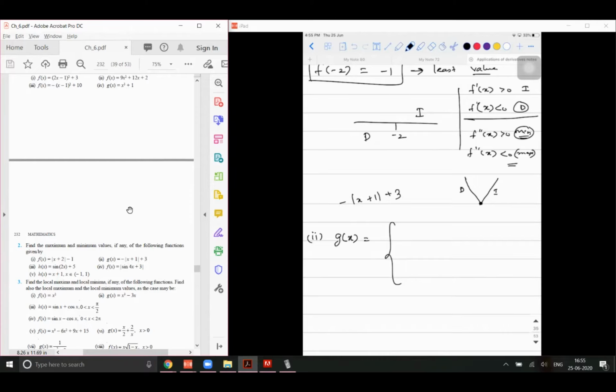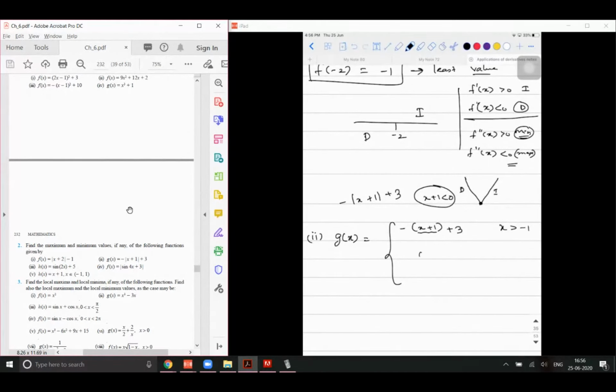Will someone want to try this? How to define the function? Forget about the minus. Mod of x plus 1 should be positive and plus 3 is as it is when the value of x is greater than minus 1. I made a mistake actually. It should be x greater than minus 1.